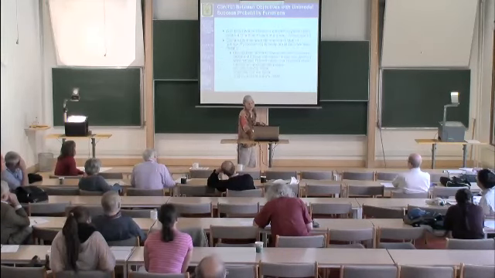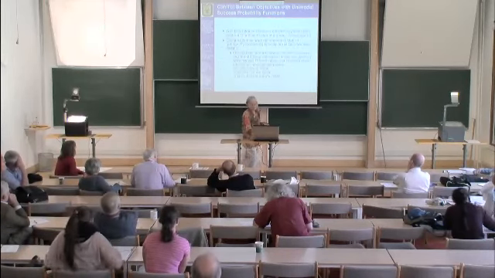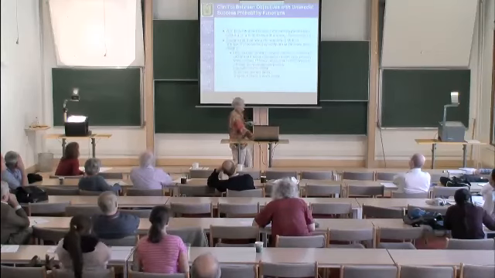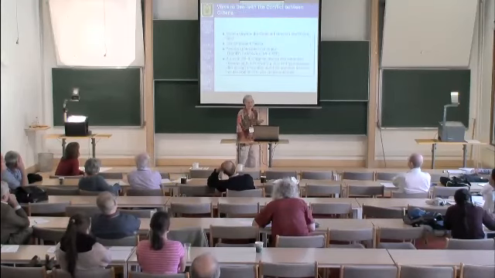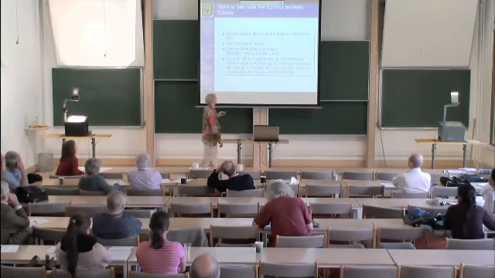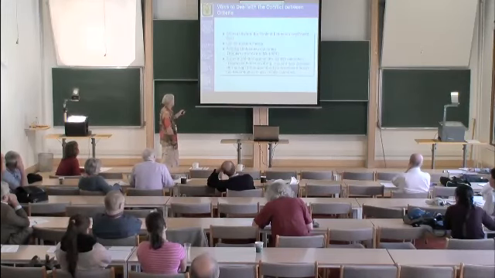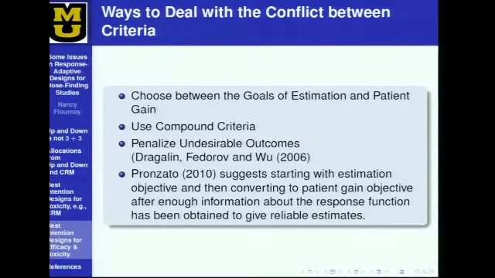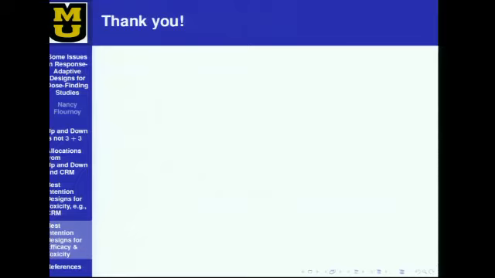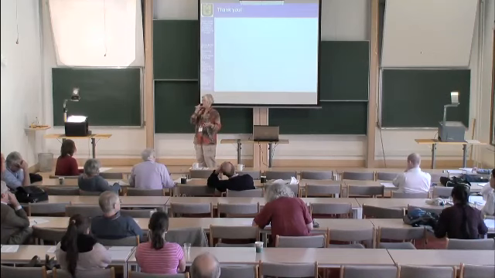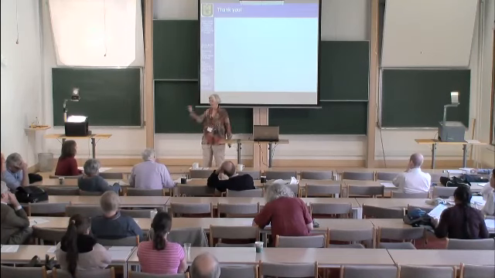And so we have a conflict. I just listed the papers that have shown there's a conflict, and then some ways to deal with it. You can penalize, you can use a compound criteria, you can penalize things, as Dragalin et al. have done, and as Frasanto have done. So there are ways around it, but the main thing to do is to recognize that you have this conflict and to deal with the different objectives in some way.